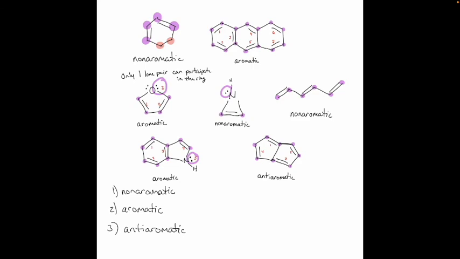Okay? So that's sort of the name of the game. We want to be able to classify compounds as aromatic, anti-aromatic, or non-aromatic based on these 2 rules here. If you violate rule 1, you're non-aromatic. If you violate rule 2, you're anti-aromatic. And if you satisfy both of them, you're aromatic. Cool.